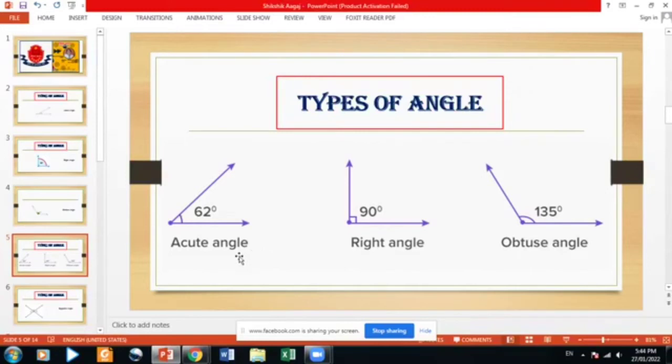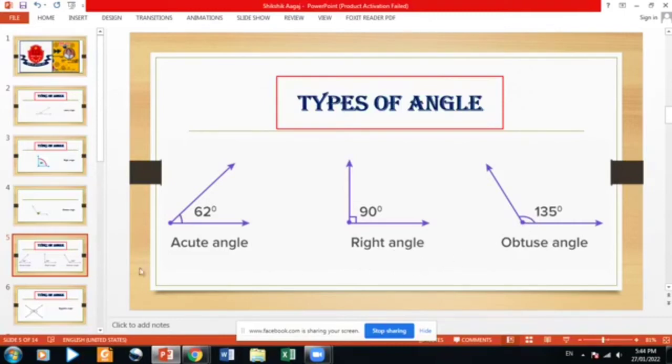We can see the measurement of this first angle is 62 degrees, which is less than 90 degrees. So, this is an acute angle. The second angle, the measurement is given as 90 degrees, so it is a right angle. The third one, the measurement of the angle is given as 135 degrees, it is more than 90 degrees. So, this angle is known as an obtuse angle.